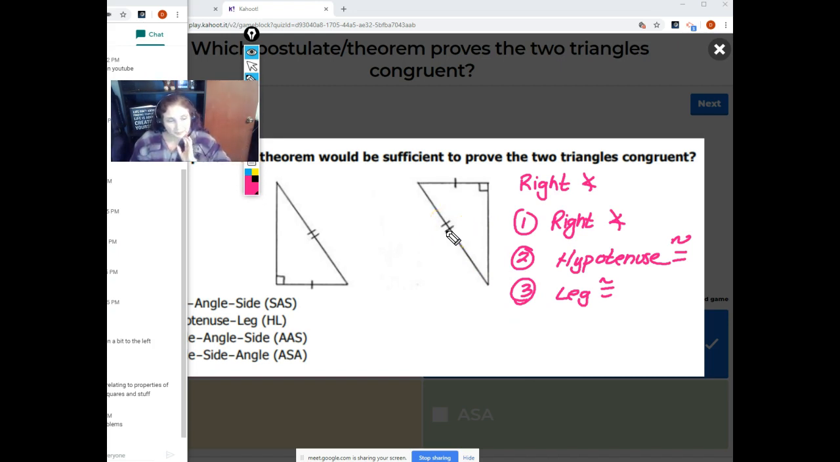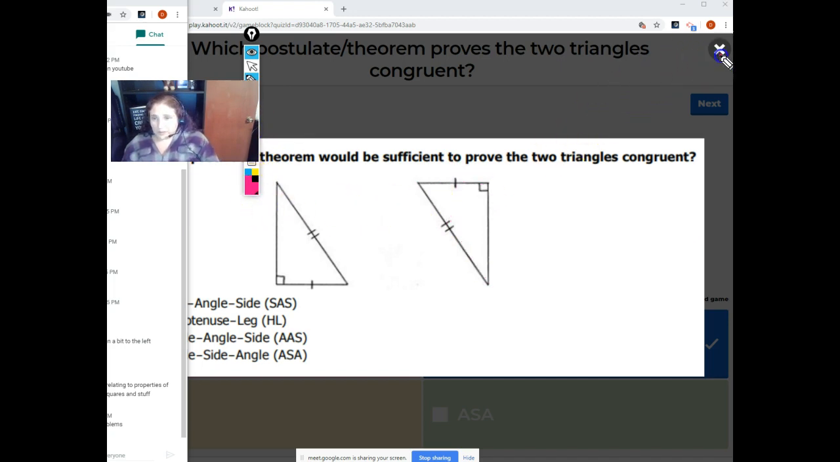We'll see, maybe about the parallelograms and squares. So here we have a right angle, we have a hypotenuse, we have a leg, so it's hypotenuse leg. So that's why it's that one.